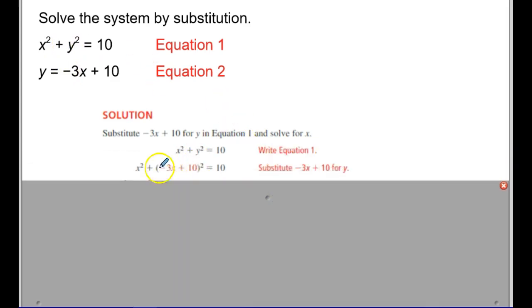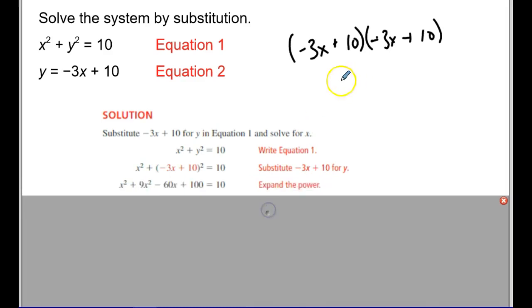Okay, so here I have this negative 3x plus 10 squared. That does not mean I can take this first term and square it and the second term and square it. What I have is a negative 3x plus 10 times a negative 3x plus 10. I cannot forget that. I can't just distribute that. So that's where we're getting these values from. Okay, so I expand this out. So now I have x squared plus 9x squared minus 60x plus 100 equals 10.